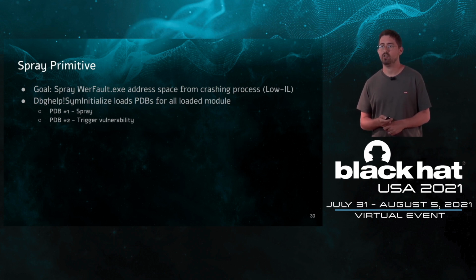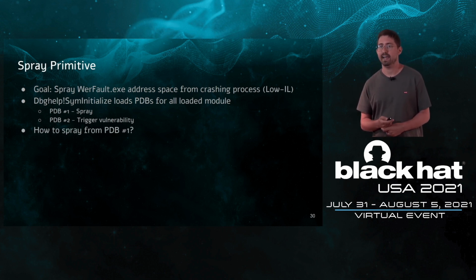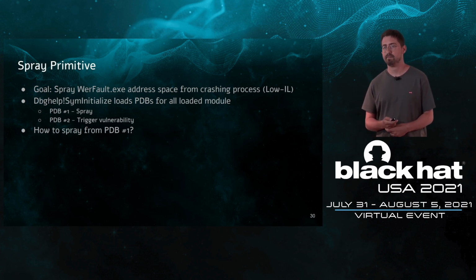And the reason why I chose to do so is that I have a lot of constraints on the PDB file that triggers the vulnerability. Its file format has to be in a certain way. And I didn't want to solve those constraints along with the ability to spray the memory of WerFault from that same PDB file. So this is why I split that functionality, and I had to come up with a spray primitive from the first PDB.